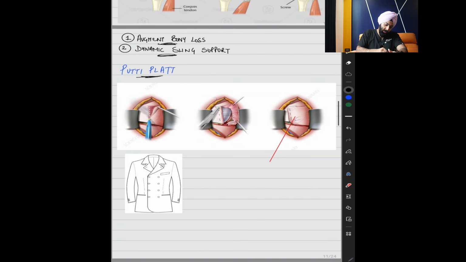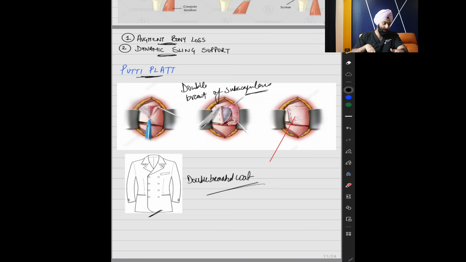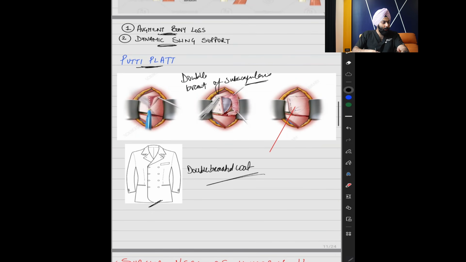Moving on, we have the Putti-Platt procedure, where यहाँ पर देखिए, यहाँ पर we have a double-breasted coat. So similarly here we do double breasting of subscapularis. Okay. So double breasting of subscapularis is done here. Ultimately, this double breasting leads to us preventing, what does it prevent? External rotation plus abduction. Okay, so external rotation and abduction is prevented.